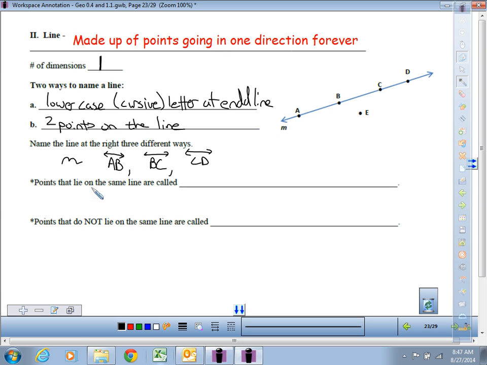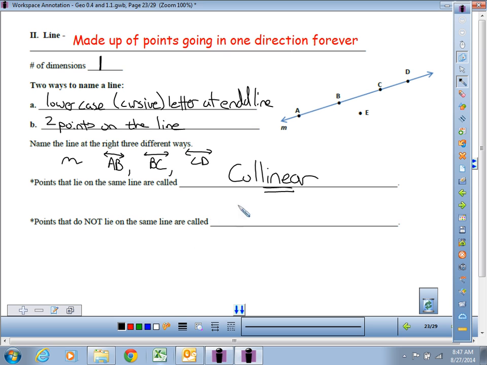So what do we call points that lie on the same line? Those are called, good math word, good geometry word, collinear. The definition for collinear is they're points that lie in the same line. When you hear the word linear, you need to start thinking line. Linear means line, line means linear. So when you hear the word linear or you see a line, start thinking linear.